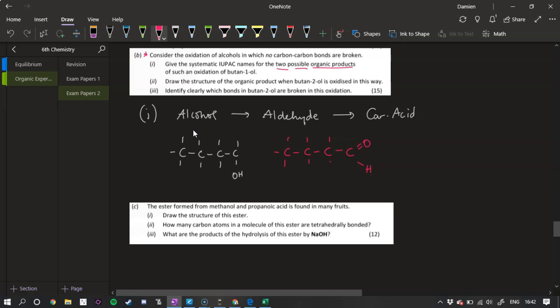So again, it's looking for the names. So the name of this one is butanal, or we can put in butene-1-ol, whichever one you want to put in. And then your carboxylic acid, again, is also going to have 4 carbons. So your 4 carbons in this particular example is going to give you butanoic acid.